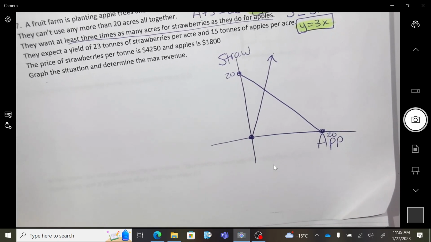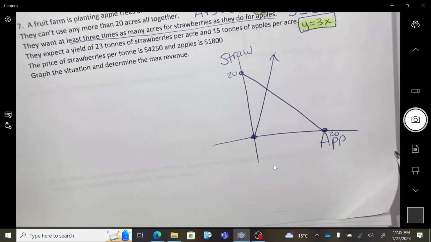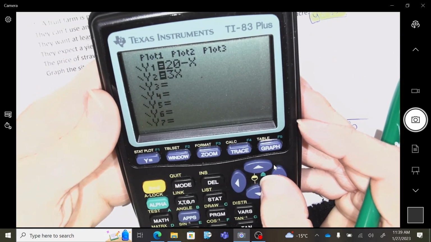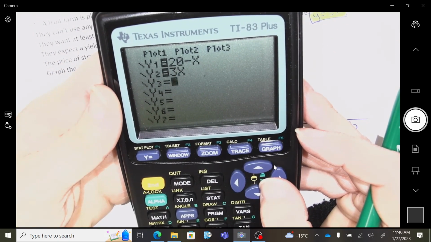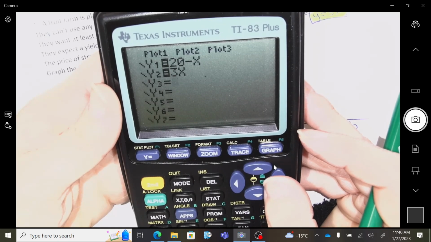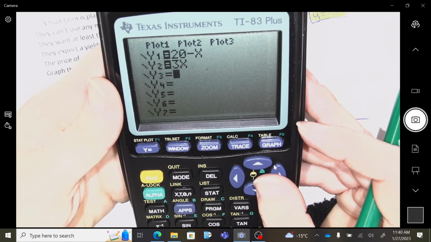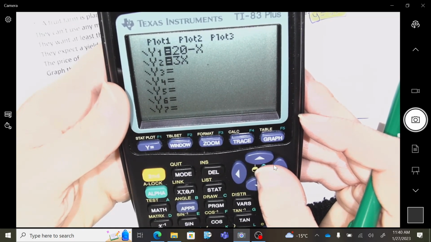Okay, lots of you graphed like this. You have that and you have that. 20 subtract, or did you do a baby x? 20 subtract x. 3x.